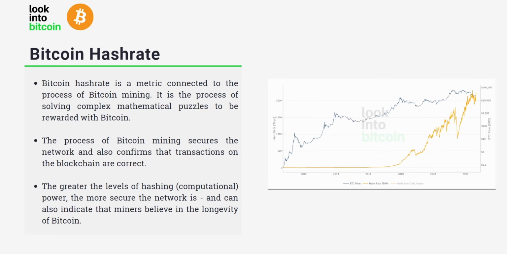The process of Bitcoin mining not only secures the network, but also allows transactions on the blockchain to go through and are always correct. We can also come to the conclusion that the greater the levels of hashing or computational power, not only makes the network more secure, but can also indicate that miners believe in the longevity of Bitcoin, as they're willing to invest in the mining equipment and the day-to-day running costs of Bitcoin mining in anticipation of higher prices in the future to cover their costs.